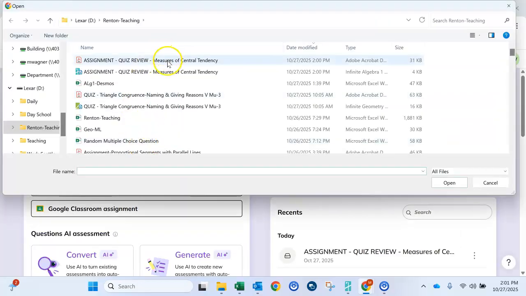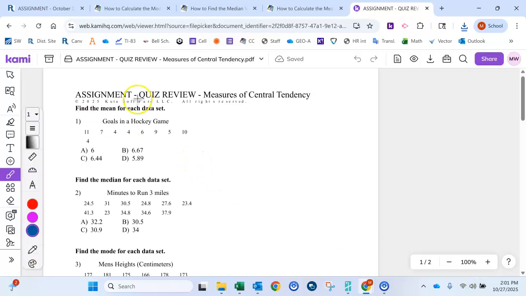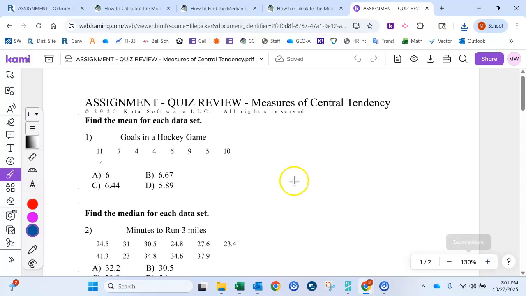For me it looks a little bit different, but you're going to open it up and that should be the document that you see. Okay, so here's the first question we've got. And what is it asking us to do? It's asking us to find the mean. So make sure you read the directions carefully. It's finding the mean for each data set.